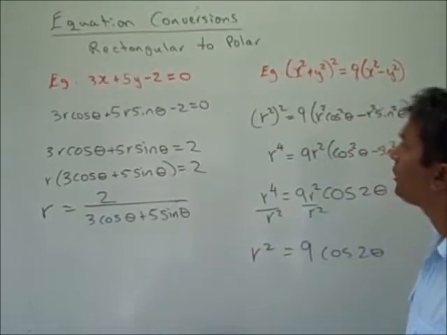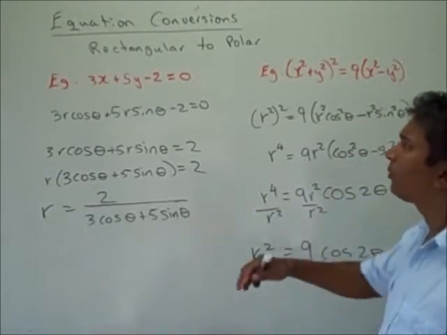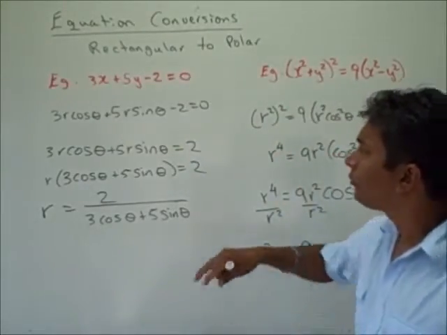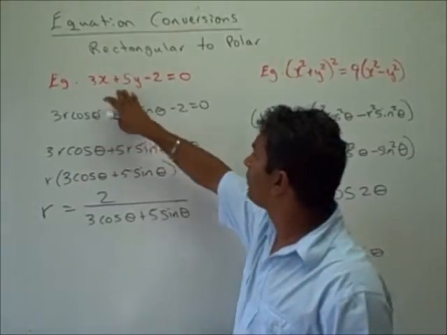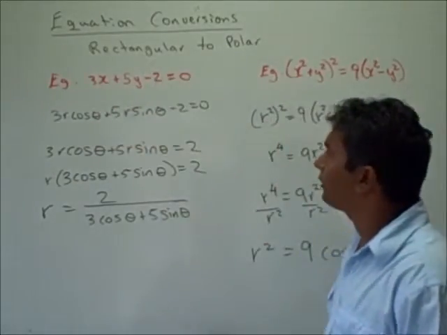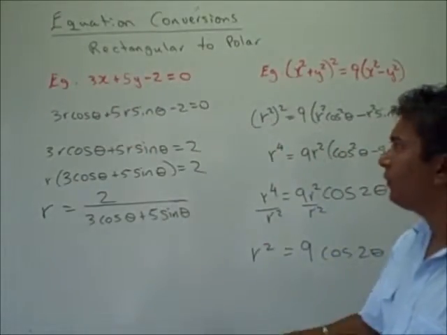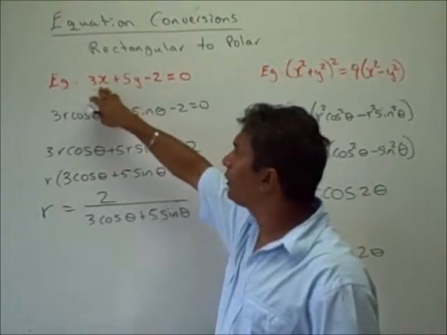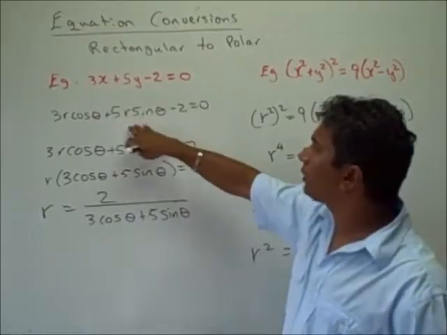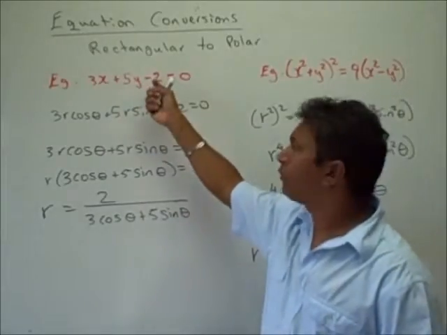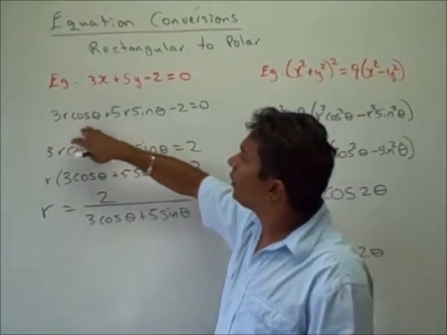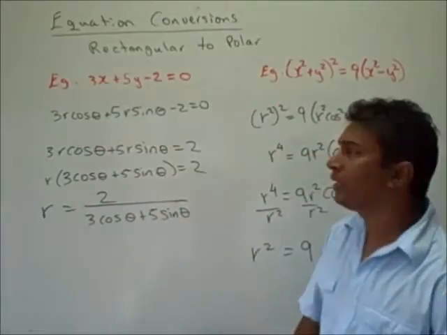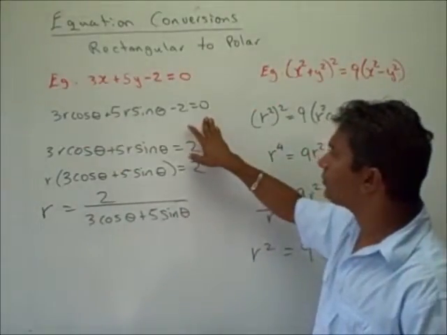Here we have two additional examples of converting from rectangular equations to polar form. The first example is 3x plus 5y minus 2 is equal to 0. We know that x is equal to r cosine theta, so we can substitute for x. We know y is equal to r sine theta, so we can substitute for y. So here we have 3r cosine theta plus 5r sine theta minus 2 is equal to 0.